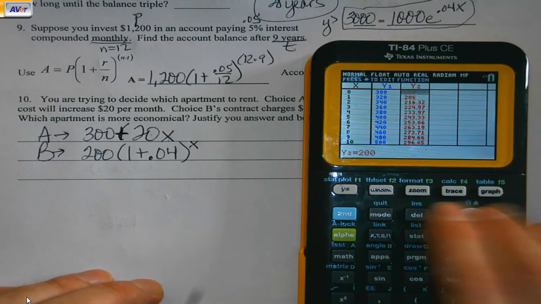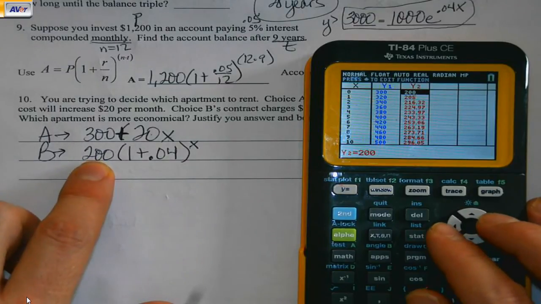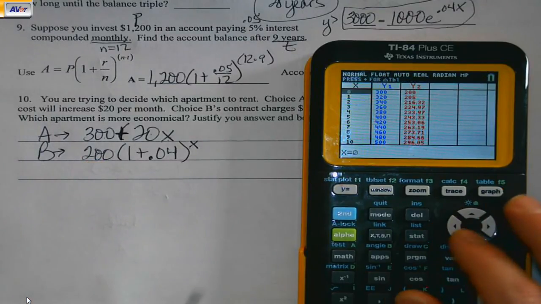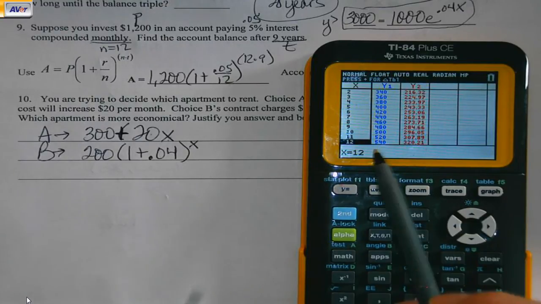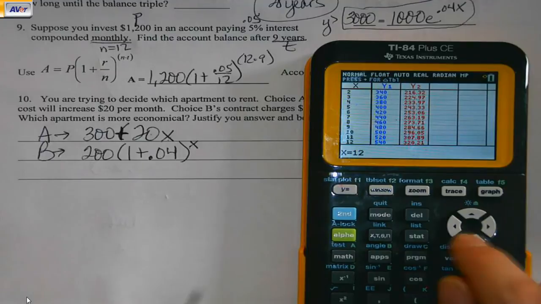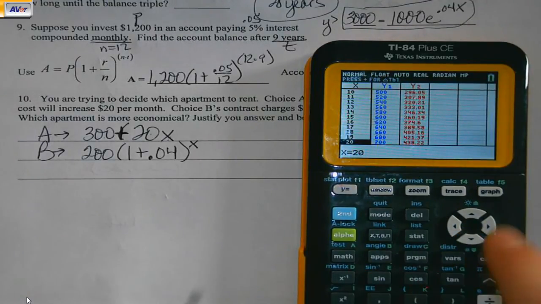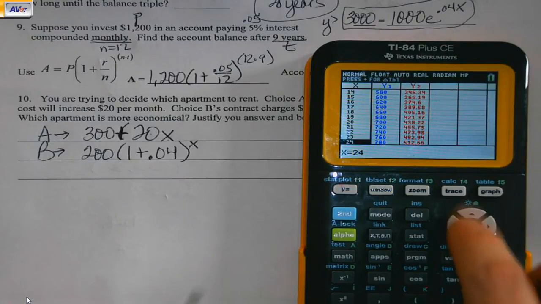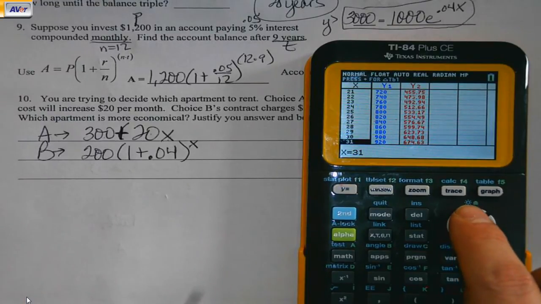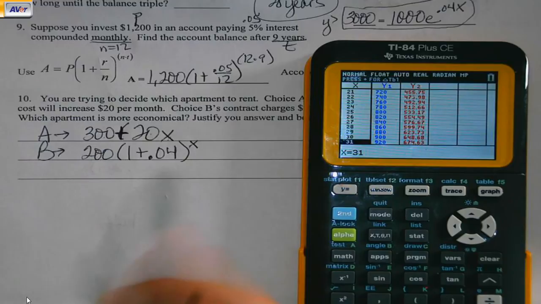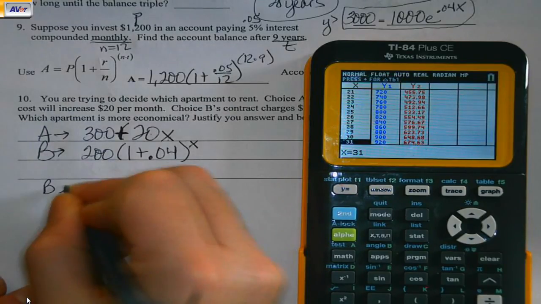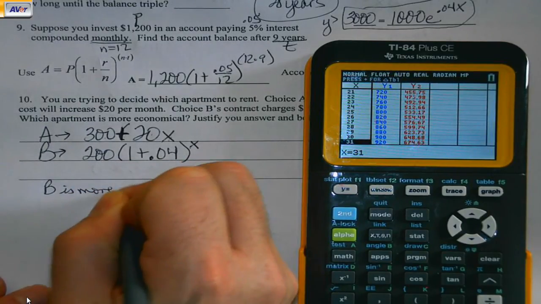Okay, so at the beginning, Y2 is my choice B, and it's cheaper. And as I scroll down, okay, let's go to a year here. That's still a lot cheaper. Let's go to 2 years. Wow, it's still cheaper. And I notice no matter how far I've gone down, the second column keeps being cheaper. Okay, so we would say B is more economical.